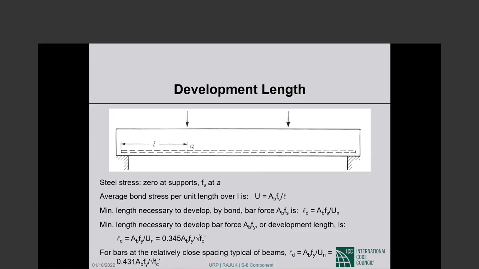The other way to think is the stress in the bar changes from 0 to f sub s because of bond between the reinforcement and the concrete. Okay? So this bond per unit length U multiplied by L must have added up to A sub b times f sub s. Okay? So that is understandable.